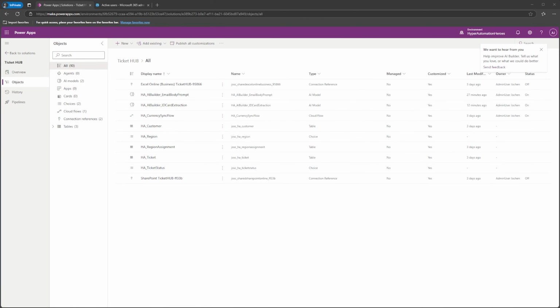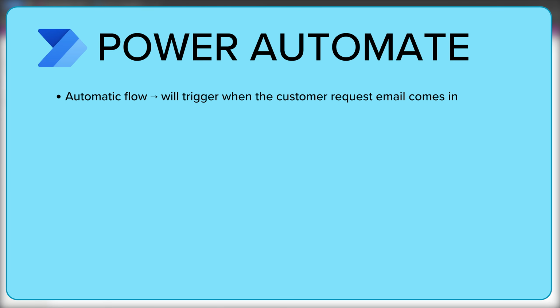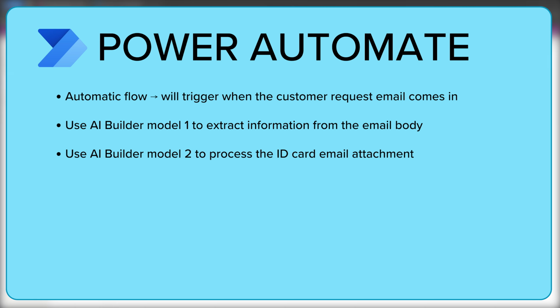Within this Ticket Hub solution, we are going to create a new Power Automate flow, but in human language, these are the steps that we want. We want to trigger the flow when that specific customer request email comes in. Then we want to use our first AI model to extract the information that we need from the email body. Then we want to process the ID card attachment with the second AI model that we have built.